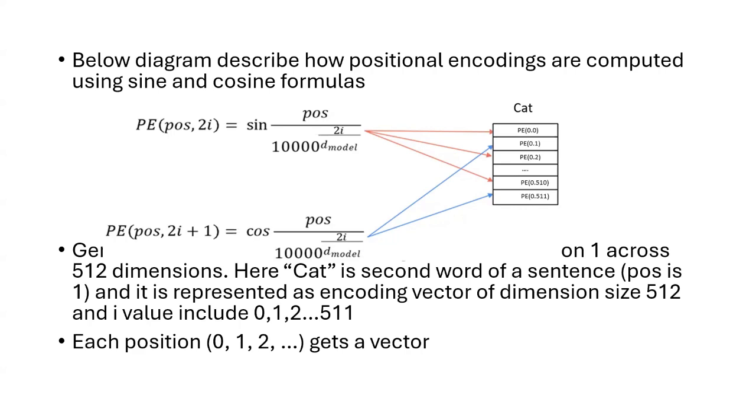So there are two important things. One is the position of the word, and the other is its dimension. These two things are important, and they are used in this formula. If you see sine of position, then i represents every value of the embedding of that word.